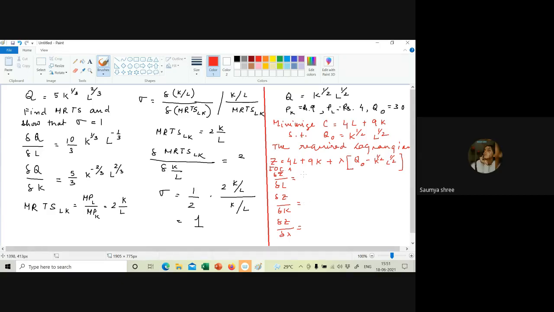4 minus lambda by 2 into K to the power half into L to the power minus half. Oh, sorry, K to the power half only. The next is 9 minus lambda by 2, then L to the power half by K to the power half.